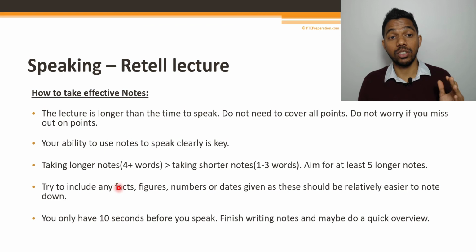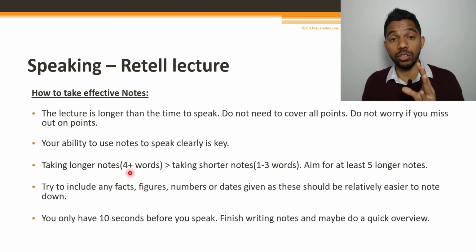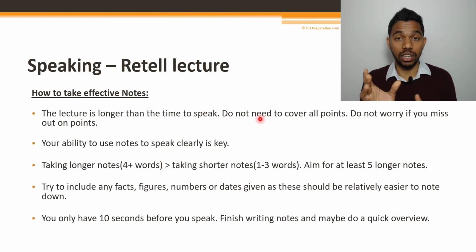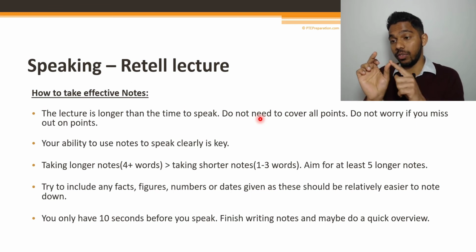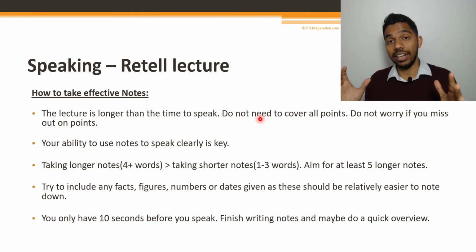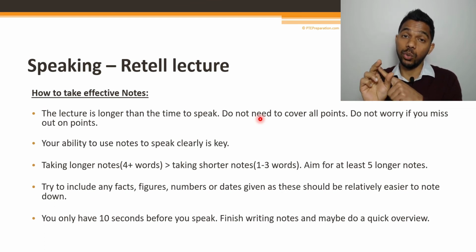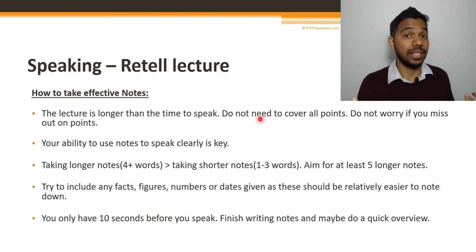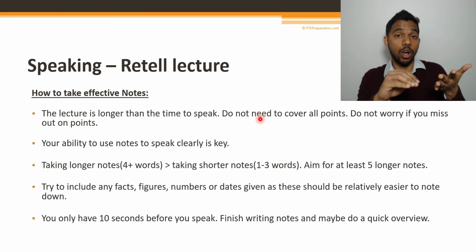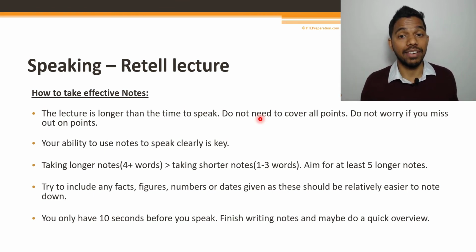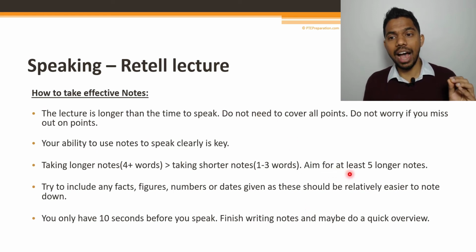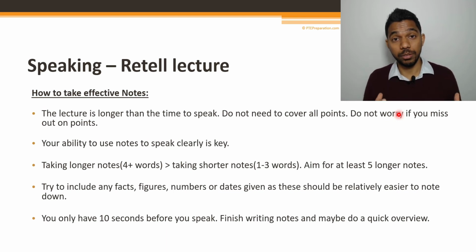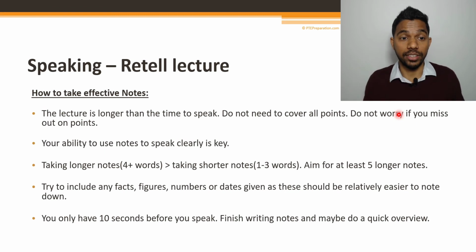So what I suggest is to take longer notes of 4 words or more, and that is much better than taking shorter notes of between 1 to 3 words. When you take a short note, you also need to take those words and form a meaningful sentence, right? So when you have a short note, it's going to be difficult for you to come up with an entire sentence. But if you write down 4, 5, 6, or even 7 words of what the speaker is saying, it becomes much easier to read off that note and form a sentence where you do not have hesitations. And as long as you have at least 5 long notes, that should in most cases be enough content for you to talk about for 30 to 40 seconds.